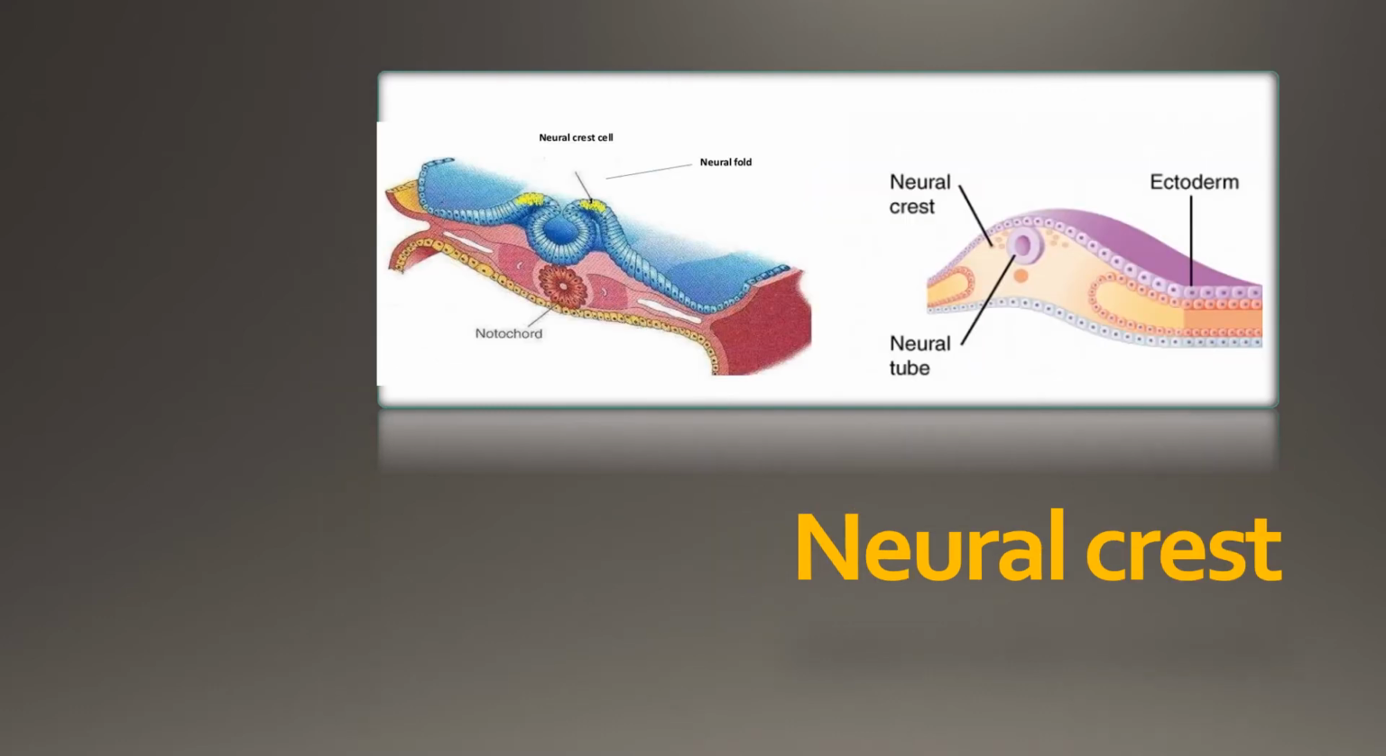Near the neural fold, we can observe crest cells. See here, the yellow colored cells. These are called neural crest cells. These cells appear near the neural fold.